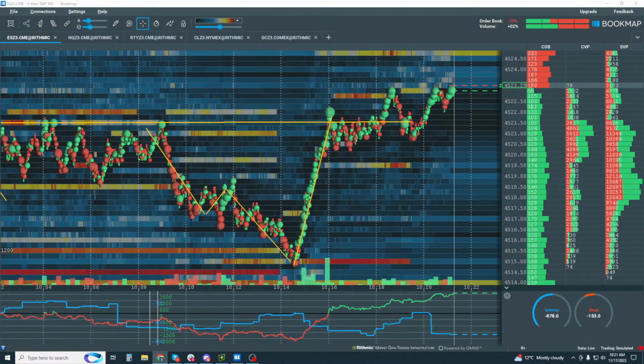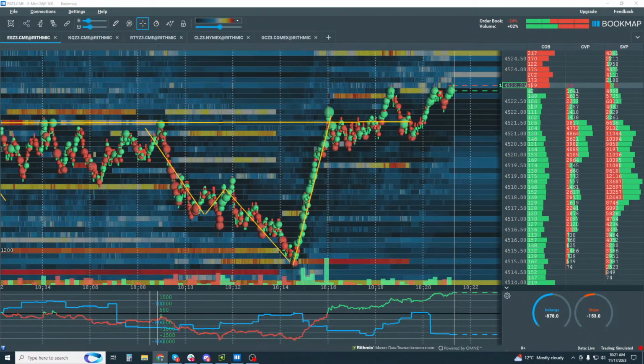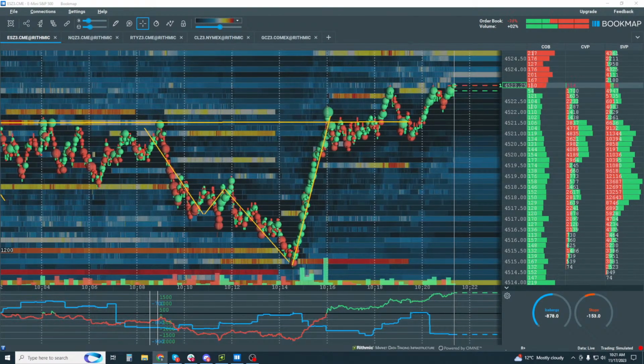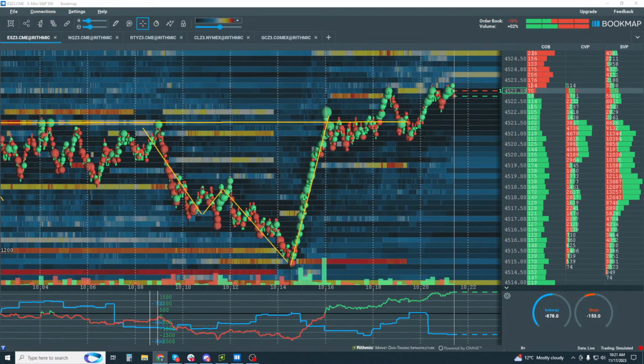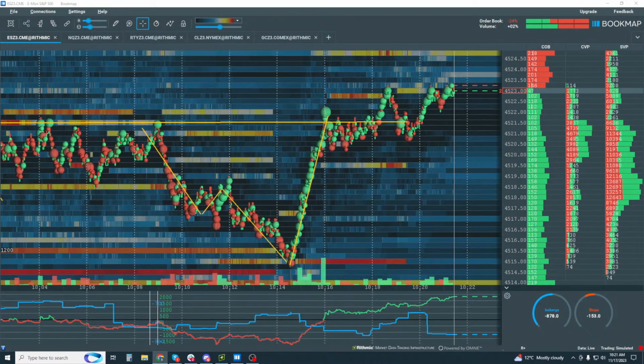There are several types of continuation patterns, such as bull flags, bull pennants, bull wedges, and bull triangles. Okay, hold on a minute, let me get there.